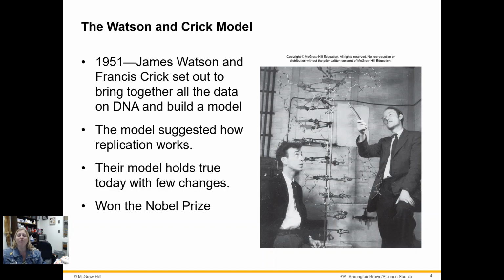This is like an infamous picture of their model. They did win the Nobel Prize for this work. Again, give credit where it's due. Okay, so what do we know about the structure based on the model Watson and Crick built?